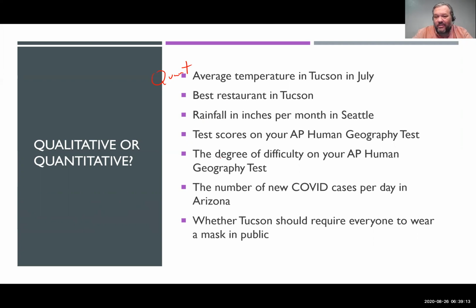The degree of difficulty on your AP Human Geography test. If I went and said, hey, what was hard about it, and then you could start to say, here's where the challenges were, or here's where it was really easy, that's more of a qualitative measure. If I just said, rate the difficulty on a scale of 1 to 10, that might be more of a quantitative measure. The number of new COVID cases per day in Arizona, that would definitely be a quantitative measure.